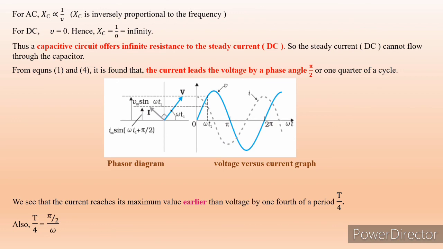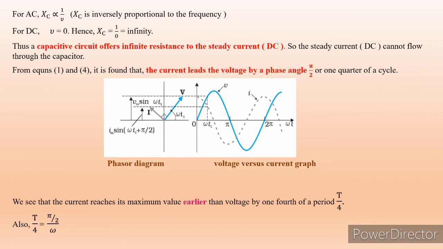From equations 1 and 4, it is found that the current leads the voltage by a phase angle pi by 2, or 1/4 of a cycle, T by 4. Now look at the left side diagram.